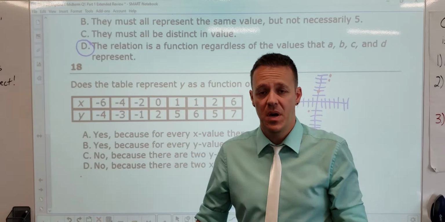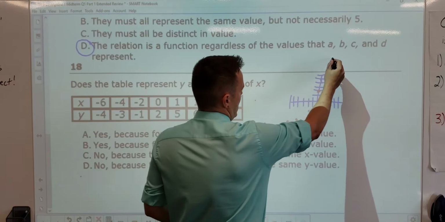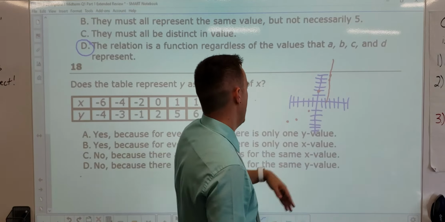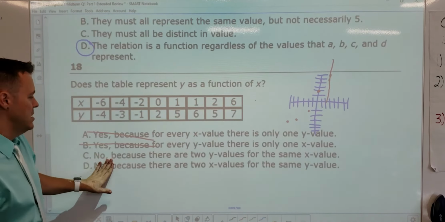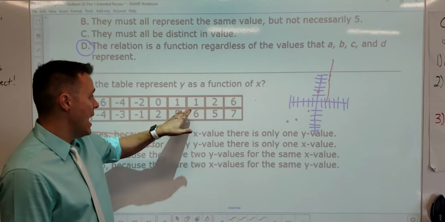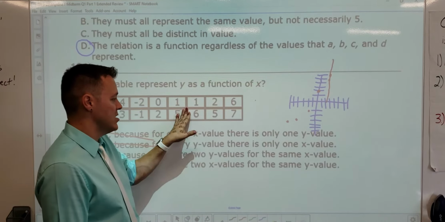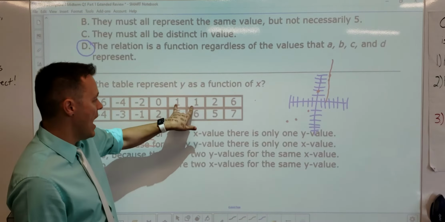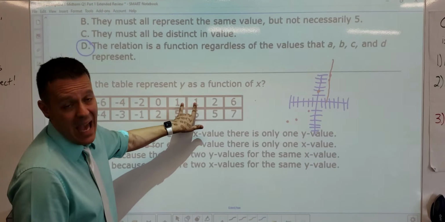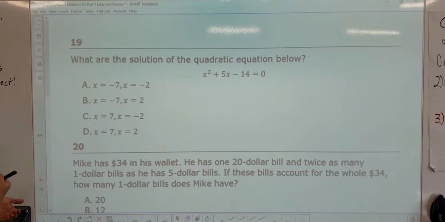Is this a function? Remember, does it pass a vertical line test? At this point, ladies and gentlemen, the answer is what? No, because the line passes through both dots. So since it's a no, why is it? Is it no because there are two y values for the same x, or are there two x values for the same y? Well, the answer is C, because there are two y values for the same x. So make sure you understand that philosophy and setup.